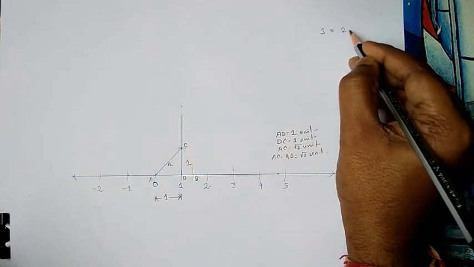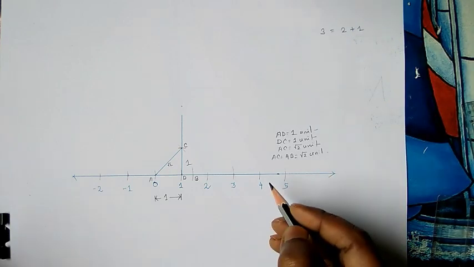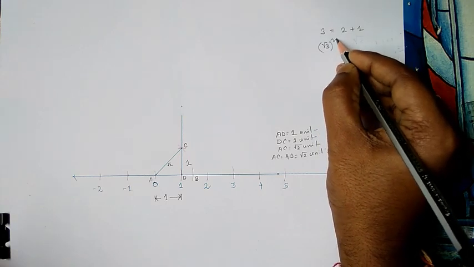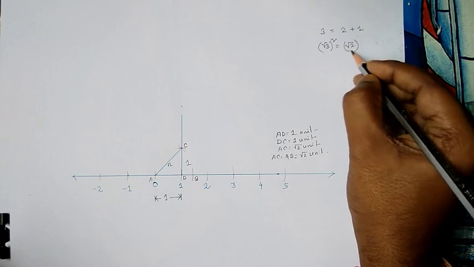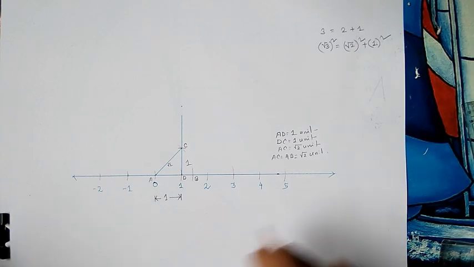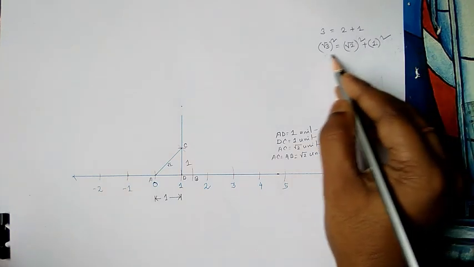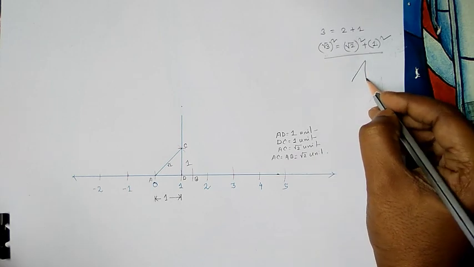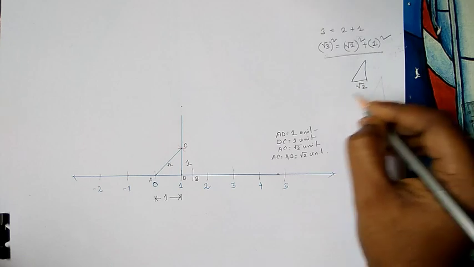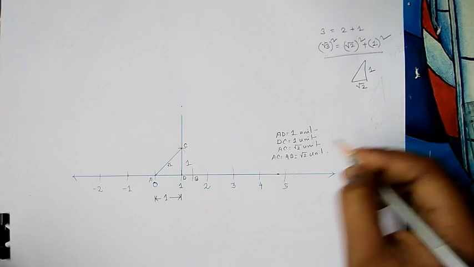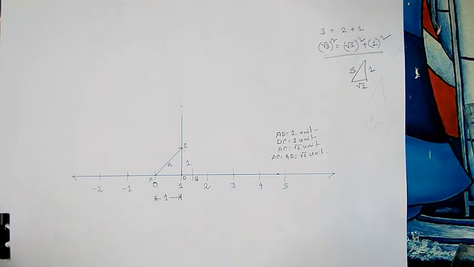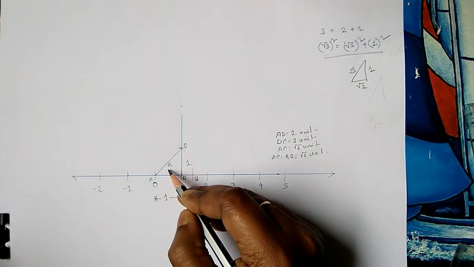3 means what? 2 plus 1, no? Now I can write root 3 whole square equals root 2 whole square plus 1 whole square. Can we write? So from this line I can easily say that one leg should be root 2, one leg should be 1, then the hypotenuse is root 3 by Pythagoras theorem. So already root 2 you have.